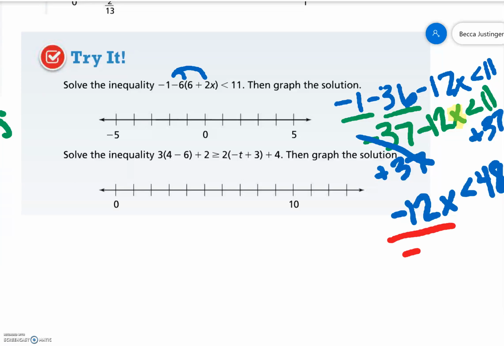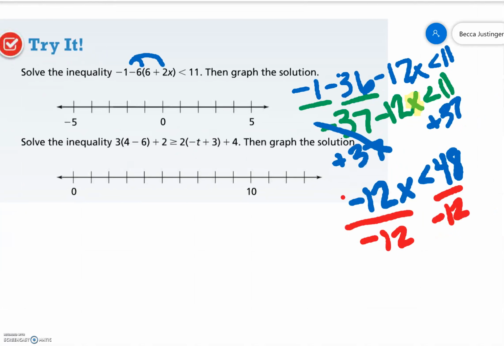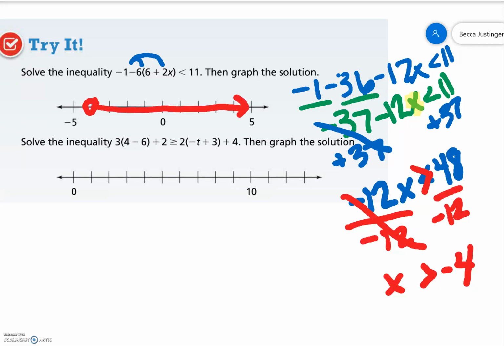Divide both sides by -12. Something should be popping up in your head. We're dividing by a negative. Cancels out on the left. I need to flip my inequality sign. x is greater than -4. So I'm going to put a point at -4, but should I fill it in? No. Open circle. Greater than points to the right.